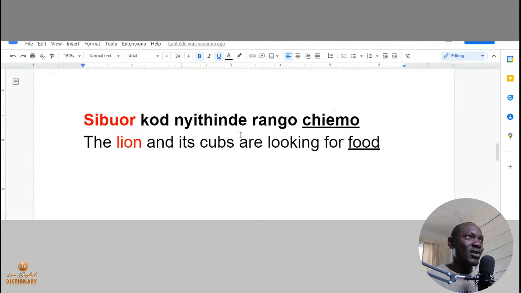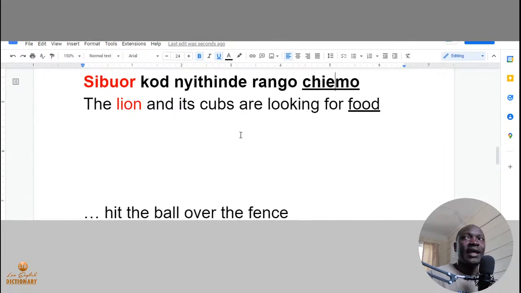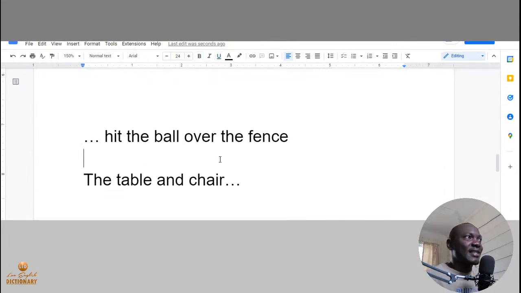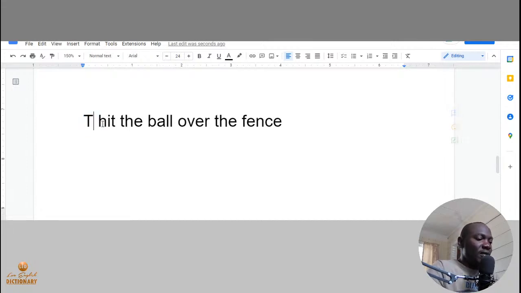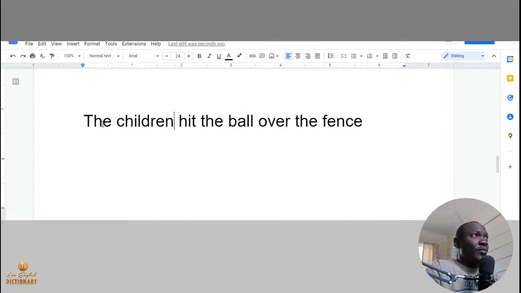So, Sibuor kod nyithinde rango chiemo. That's how you say that, okay? Then let's move on to the next sentence. The next sentence is: the children hit the ball over the fence. That's what we have to turn into Luo.